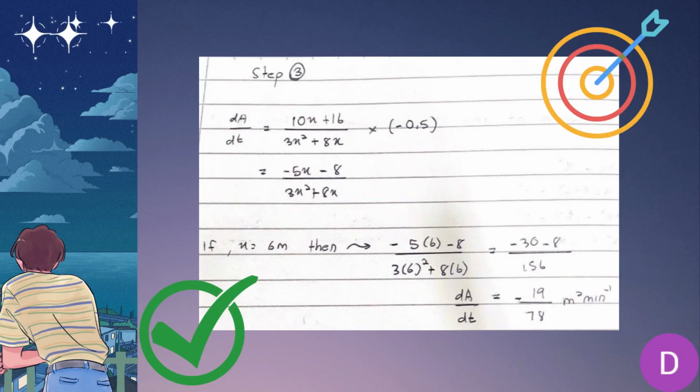For the last step, to find the rate of change of the area, we use the equation that we got just now and multiply it by the rate of change, which is negative 0.5. Then we get negative 5x minus 8 over 3x squared plus 8x, and then we substitute x equal to 6 meters into the equation. After we solve it, we get negative 19 over 78 meters squared per minute.